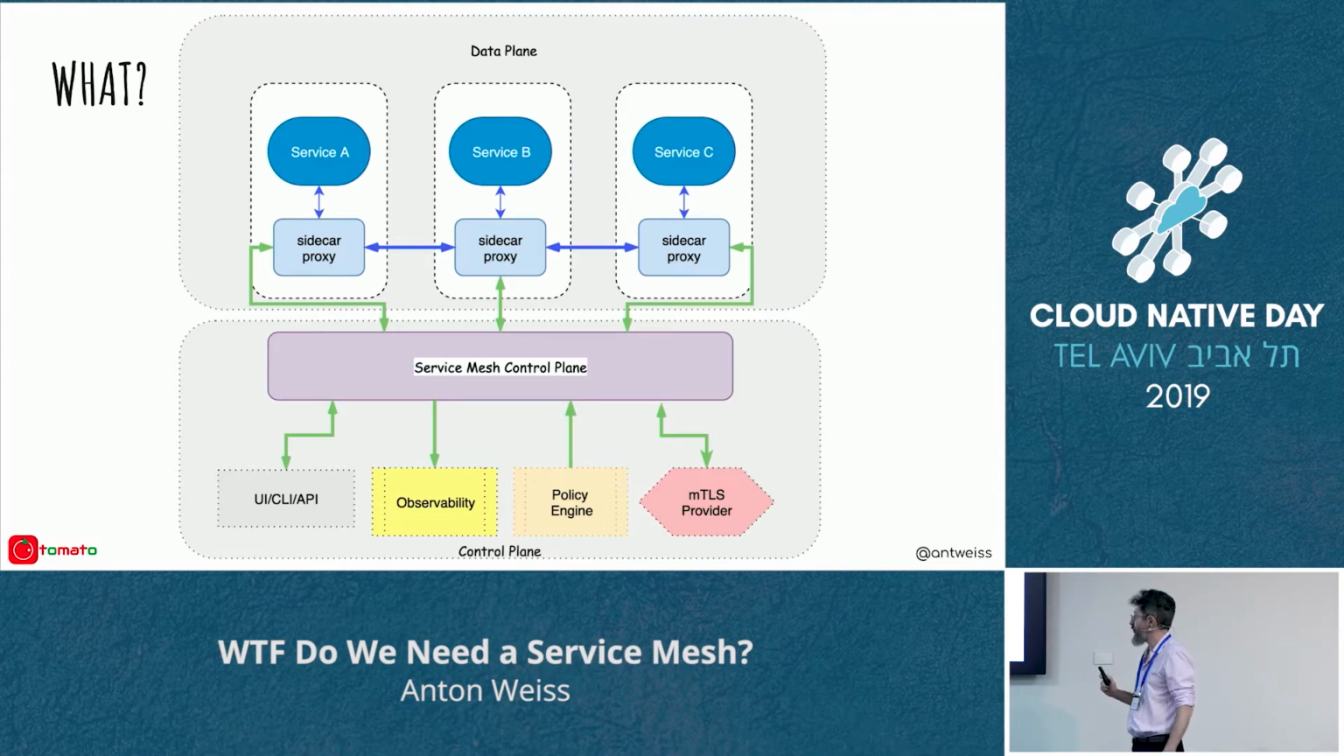In this part, we usually see components such as some kind of a user interface, a graphical user interface, a CLI, and because we want this programmable and dynamic, then probably an API. Some kind of a component that would deal with observability of the network. Some kind of a policy engine that would define what is allowed and what is not. And finally, as we want our services to communicate in a modern, secure way, according to modern security standards, there would be a security component, basically an mTLS provider in charge of generating, rotating, and distributing certificates.